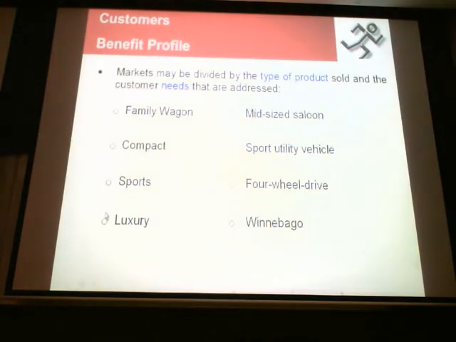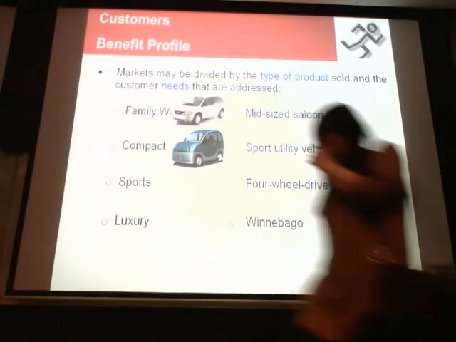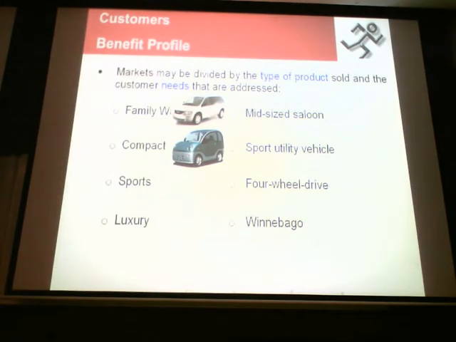Benefits. You can split up your customer base on the benefits that a customer derives from a product. For instance, if you're selling it to a family, they're obviously interested in space and easy access and room for the kids. If you're marketing to that segment, you're obviously interested in people that can't afford to drive.